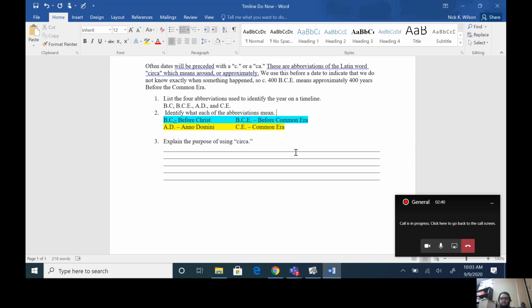Circa would be used to just let everyone who is looking at our timeline know we're not real sure. We have a pretty good idea. We have maybe some documentation leading us to believe that it was in this year, but we do not have a set in stone definite date. So Circa, or just a C or CA with a period behind it, C and CA are the abbreviations. Circa is an approximation to let us know that it happened somewhere around this time.